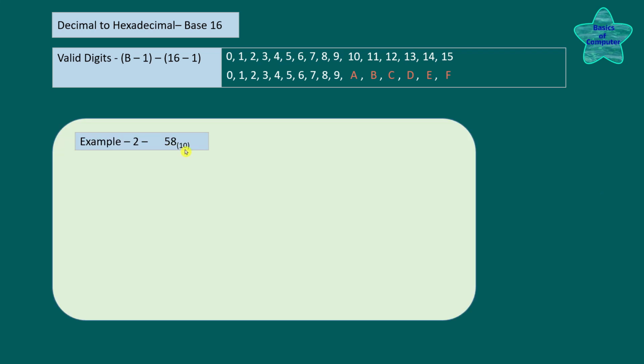This time we'll take 58 to the base 10. Start dividing 58 by 16. How much can we go up to? 16 threes are 48. So 58 minus 48 is remainder 10. So we got 16 threes are 48 and the remainder 10. Can we continue to divide 3 further? No, we stop here. And we have to write the answer from bottom to top like this.